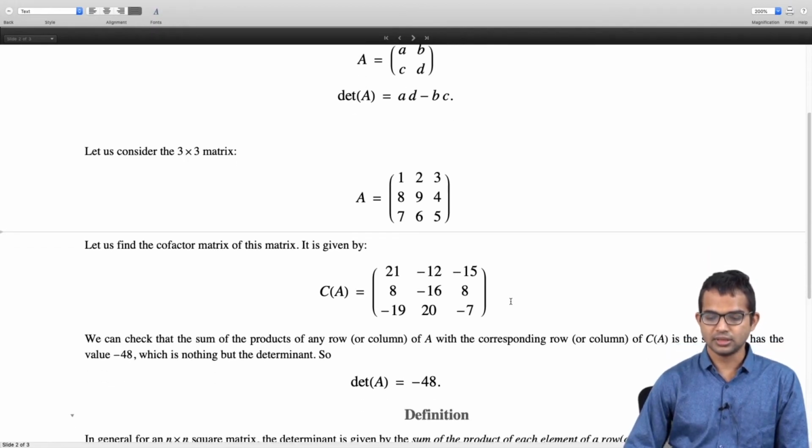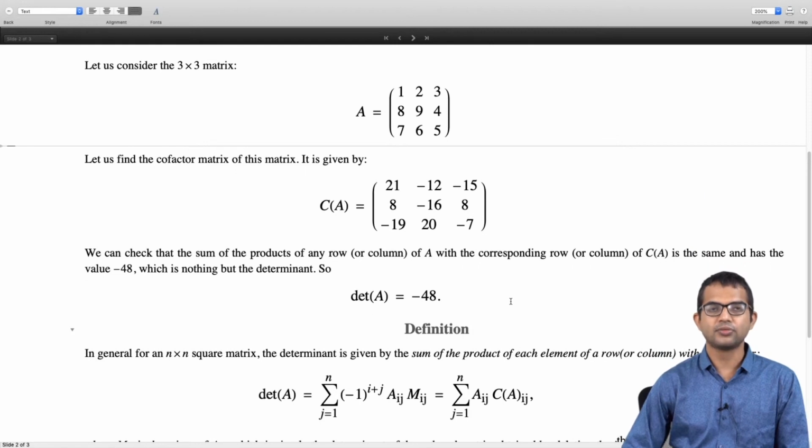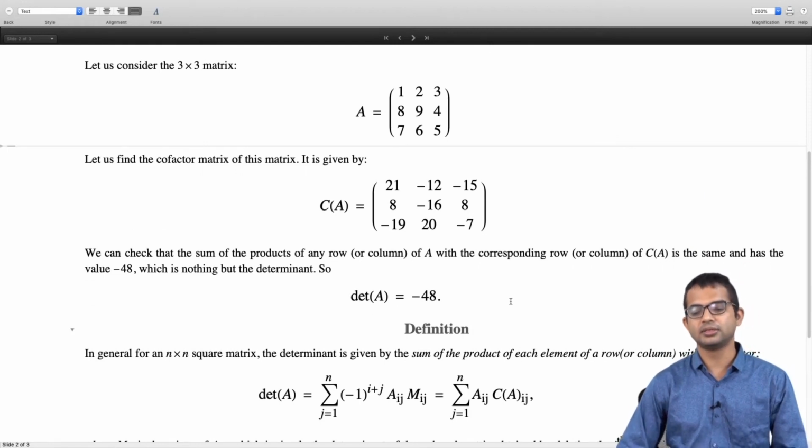Okay, so this is the determinant. I am formally defining it here. In general, for an n by n square matrix, the determinant is given by the sum of the product of each element of a row or column. It doesn't matter which row you choose, it doesn't matter which column you choose, as long as you take the same column and same row for the matrix and its cofactor matrix, right?